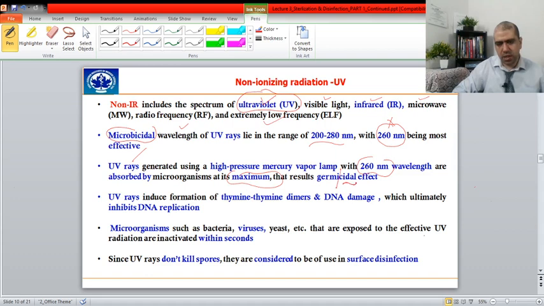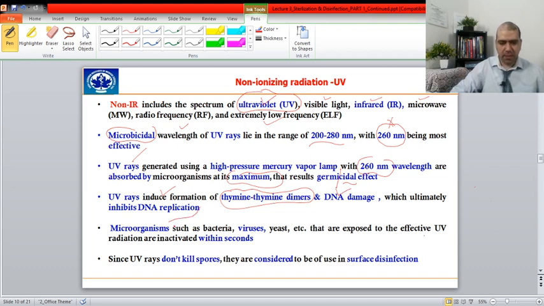Whenever the term cidal comes, it means killing. Whenever the term static comes, it is not killing, it's stopping multiplication of the bacteria. So how do they do it? They particularly induce formation of thymidine dimers, in which case the DNA will not be able to replicate. When it's not able to replicate, it means it's going to die. It also causes some DNA damage, which ultimately inhibits DNA replication.